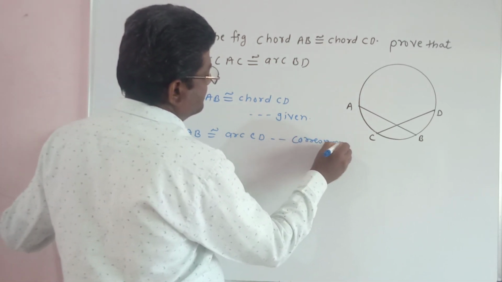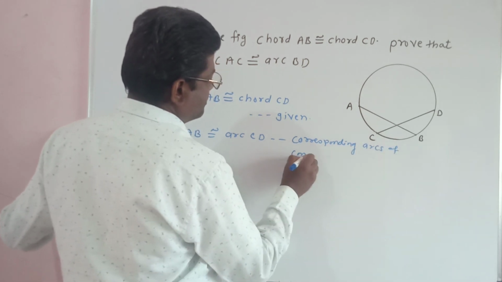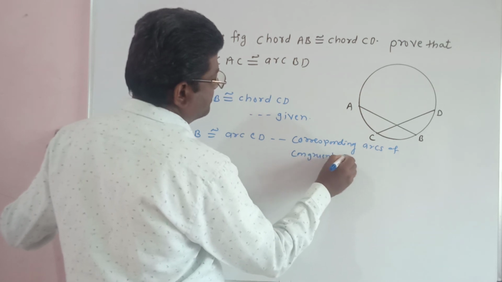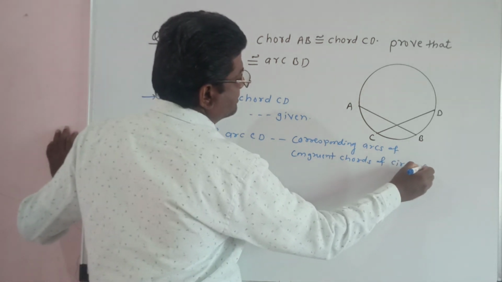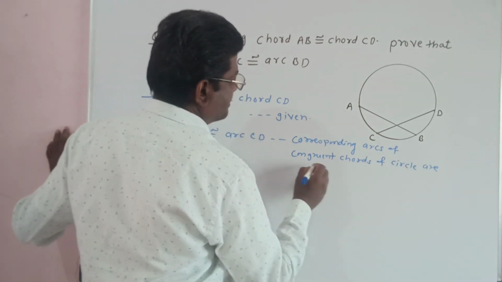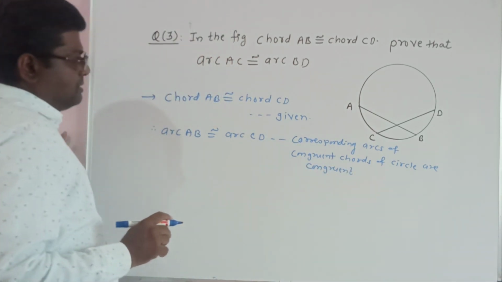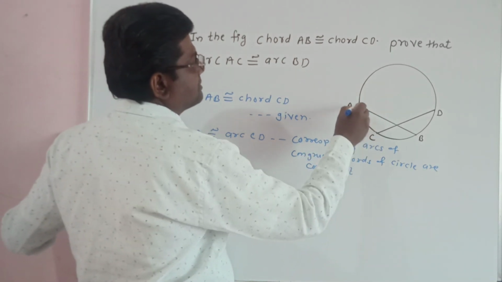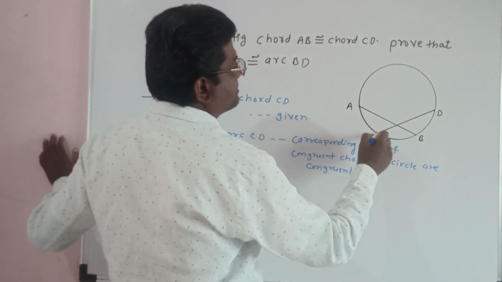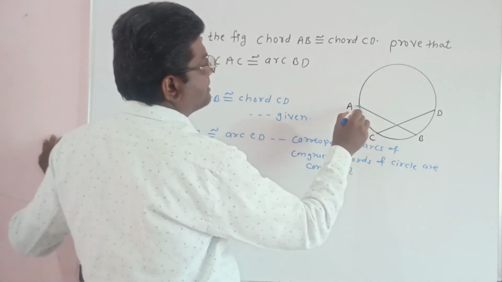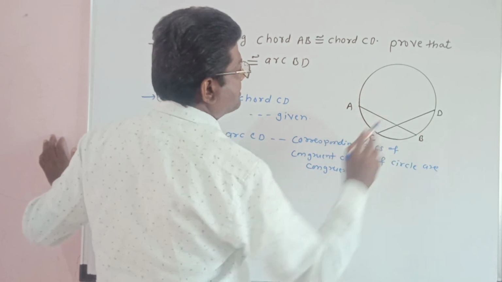corresponding arcs of congruent chords of circle are congruent. So chord AB corresponds to this arc AB and chord CD corresponds to this arc CD. As AB congruent CD, therefore arc AB congruent arc CD.